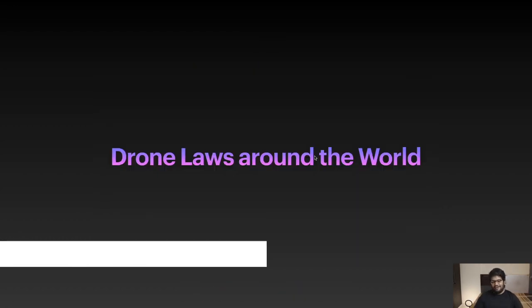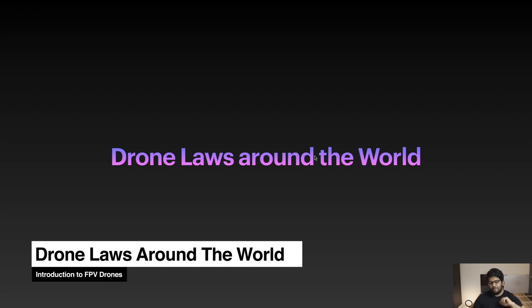Okay, so moving on, before the fun stuff starts, let's talk about drone laws around the world and why they are important. When you have a flying camera in the air, which is sending a live feed to your goggles, your screen, or your laptop, it becomes a liability for local law enforcement to see that you are not misusing it, you are not using it to invade anyone's privacy, you are not using it for any illegal purposes. That is why the aviation bodies around the world have made laws which suit their local law enforcement.